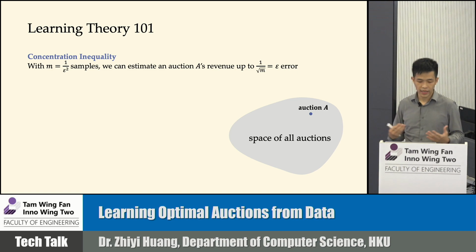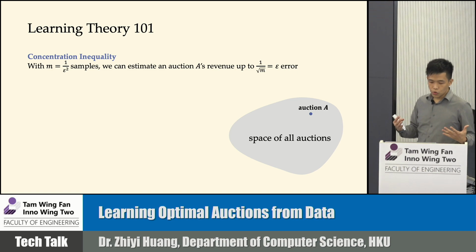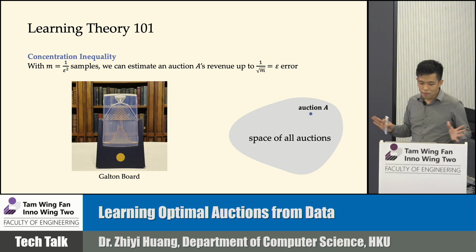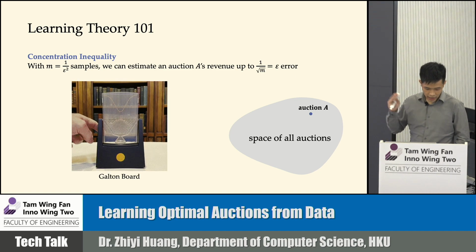How much sample do I need? Well, standard tools like concentration inequalities from statistics would say that if you want to estimate it up to epsilon error, then all you need is basically 1/epsilon square samples. Now, this is a non-proof, but I don't know whether some of you have seen this.